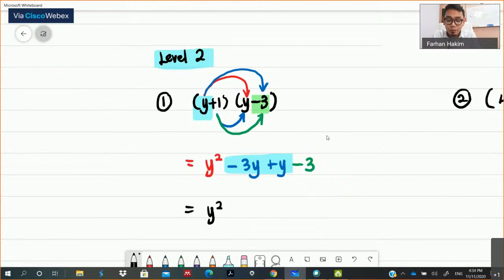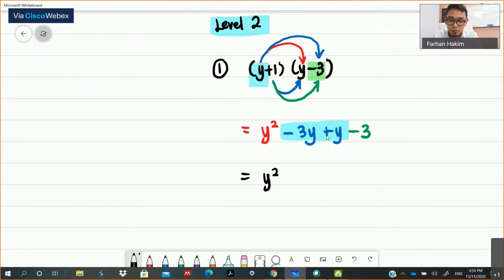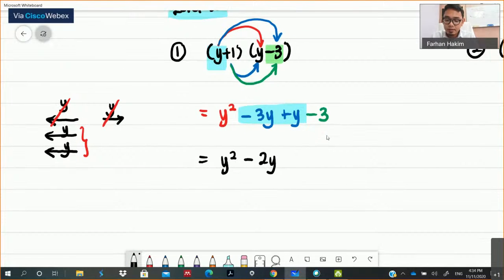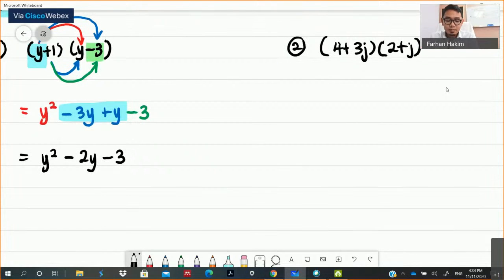So negative 3y plus y, if you don't know how to do this, suppose that negative 3y, meaning 3 arrows y to the left, and then you have positive y to the right, just one, so you cancel, so you have 2 to the left, meaning negative 2y minus 3. So it is simplified now.